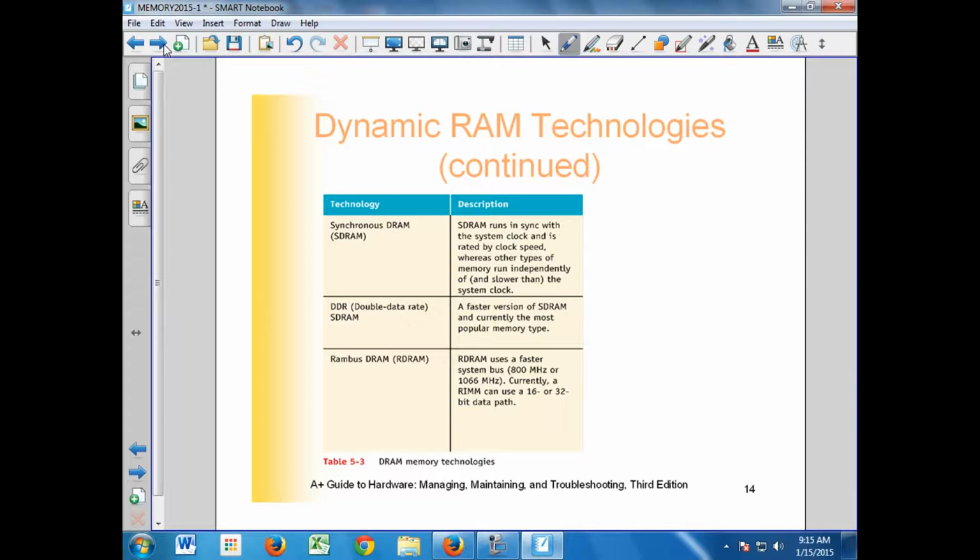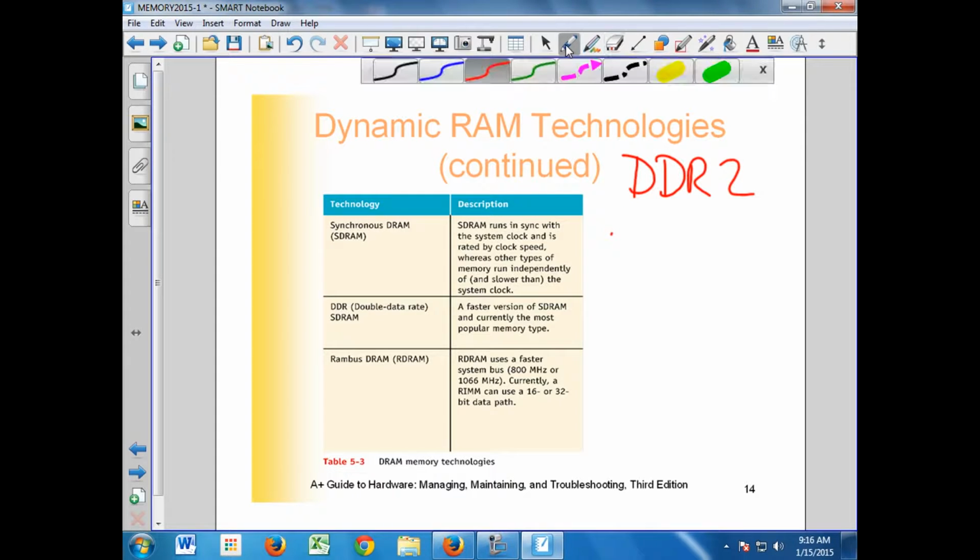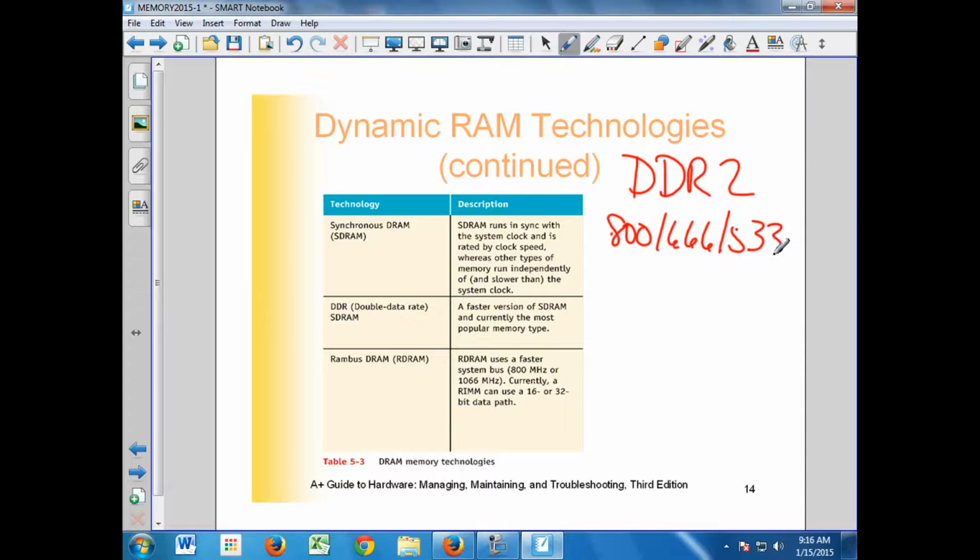Okay, so synchronous dynamic random access memory synchronizes with the system clock, aka the motherboard. Okay, so if I've got a motherboard that takes DDR2 and it says it will take 800/666/533, that means it'll take any of those speeds. If I put a 533 stick in it, that's how fast the motherboard's going to run, because it synchronizes with the motherboard. The memory can't change speed.